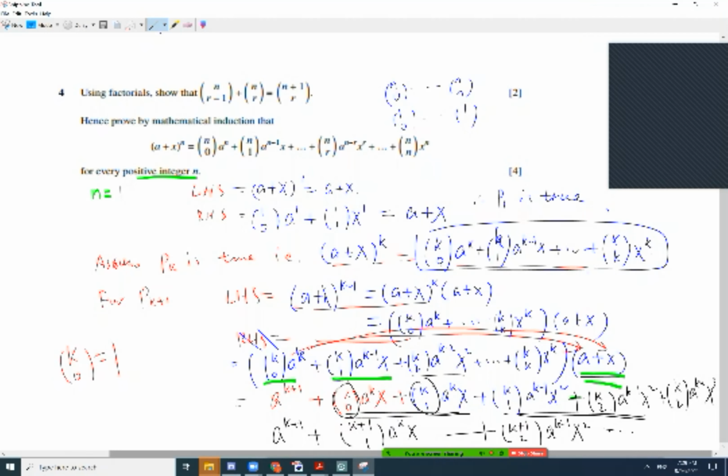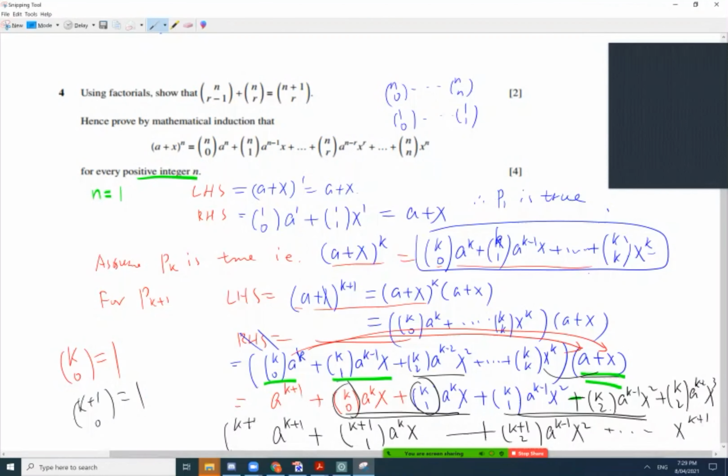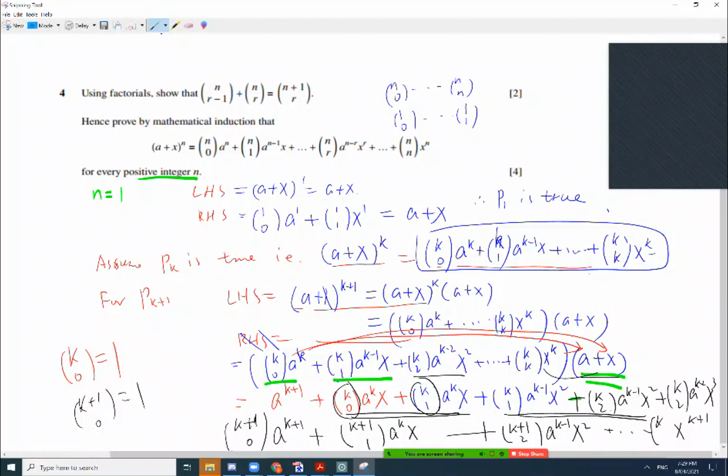So the last one, times x, is just x^(k plus 1). You can say it equals right-hand side. And here, because kC0 is 1, (k plus 1)C0 also gives you 1, so you can just say (k plus 1)C0. Here's kCk, (k plus 1)C(k plus 1). Think about some details back home. We move on.